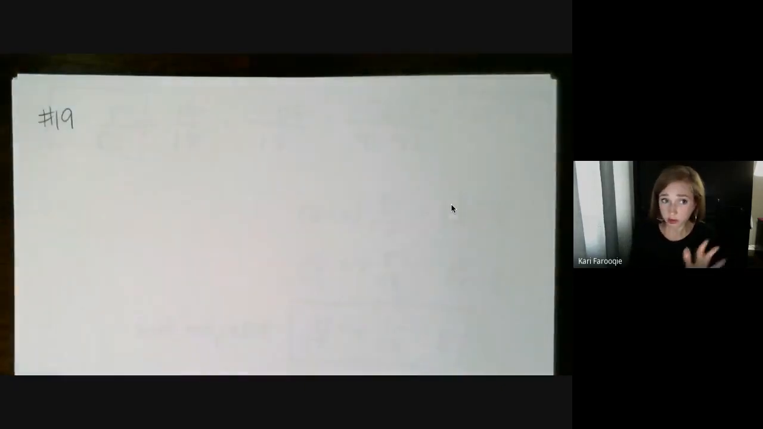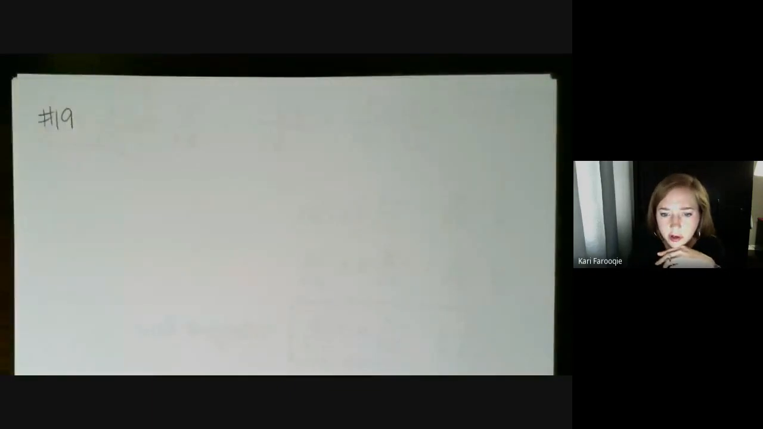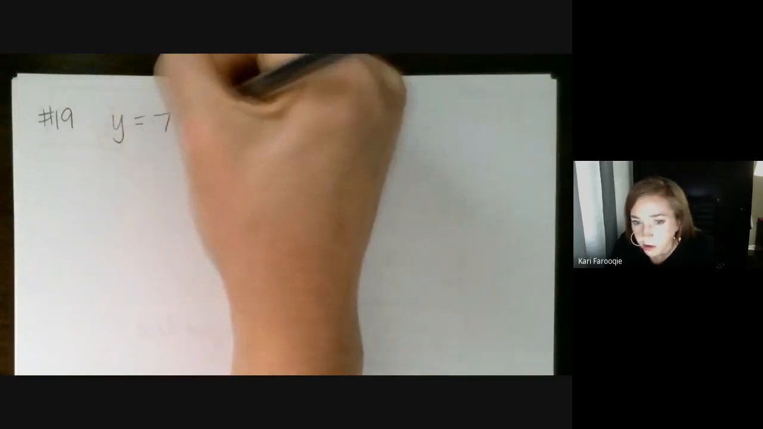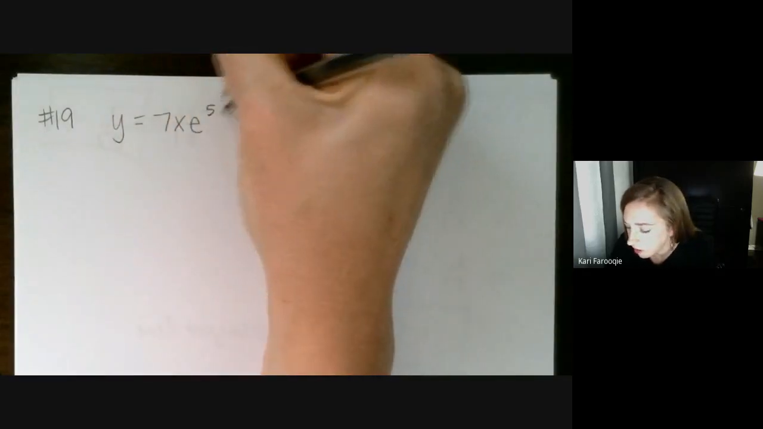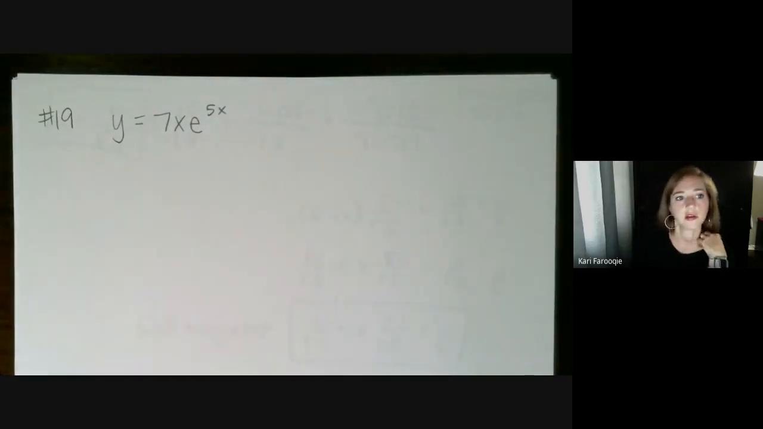And the chain rule is really, really important. That's why I really want to make sure we get this right. Here it is. Okay. Number 19. Mine is y equals 7x times e to the 5x. The 7 and the 5 are going to iterate, so yours might look slightly different, but it should be basically the same function.